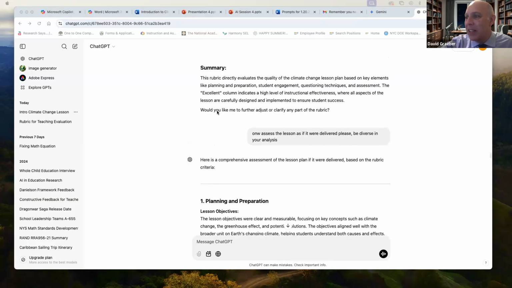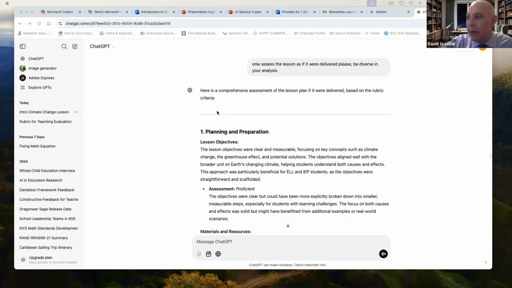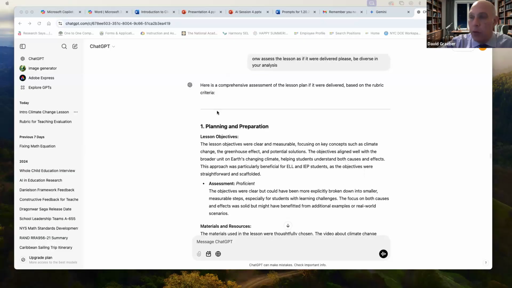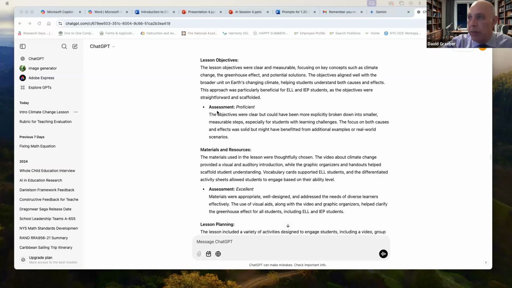It had a lot to say. So, okay, here's a comprehensive assessment of the lesson plan as if it were delivered, based on the rubric. And you saw the rubric, right? Yes. It started with planning and preparation. The lesson objectives were clear and measurable, focusing on key concepts such as climate change, the greenhouse effect, and potential solutions. The objectives aligned well with the broader unit on the Earth's changing climate, helping students understand both causes and effects. This approach was particularly beneficial for EL and IEP students as the objectives were straightforward and scaffolded.